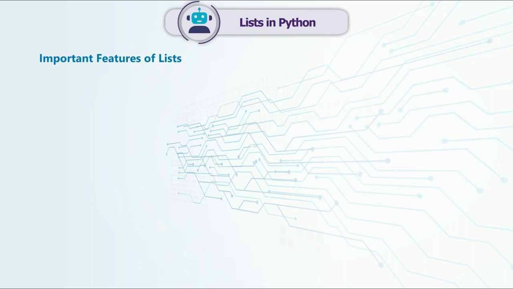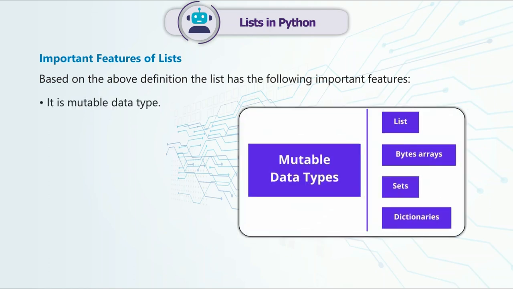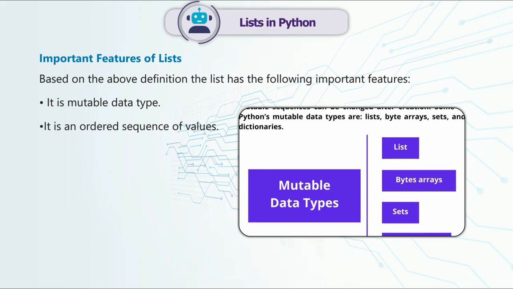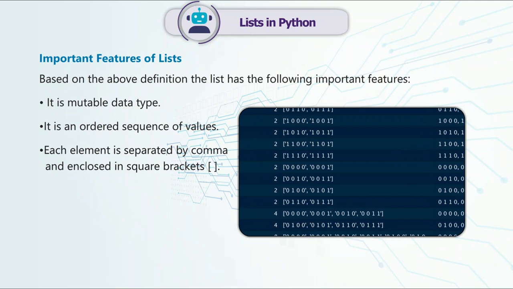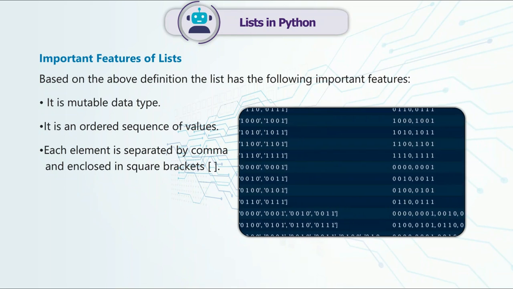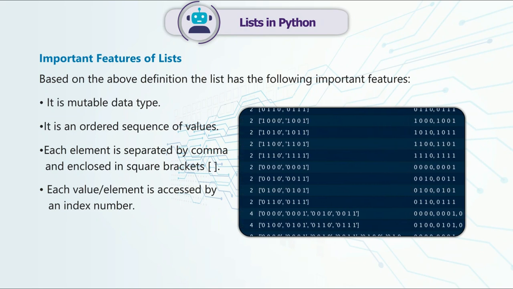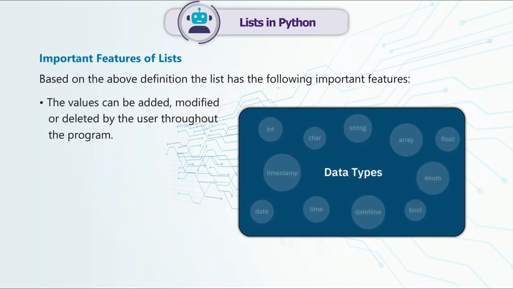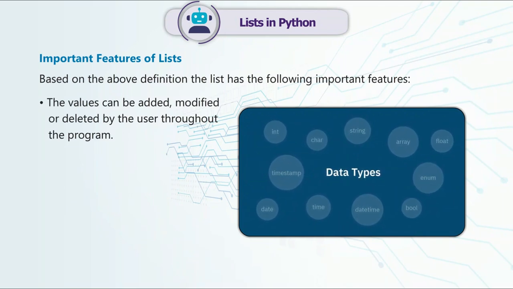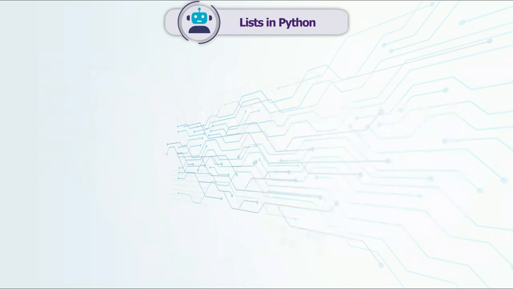Important features of lists. Based on the above definition, the list has the following important features. It is a mutable data type. It is an ordered sequence of values. Each element is separated by a comma and enclosed in square brackets. Each value or element is accessed by an index number. The values can be added, modified, or deleted by the user throughout the program. It stores values of different data types.